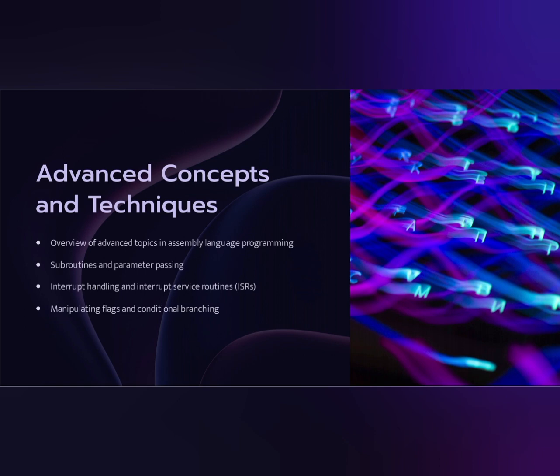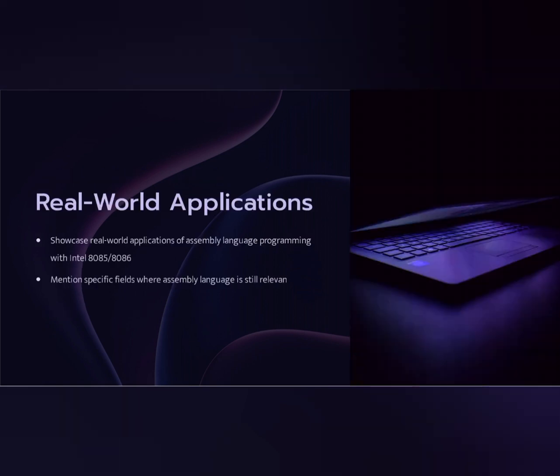Multi-threading and parallel programming: assembly language can be used to develop multi-threaded or parallel programs. Understanding synchronization mechanisms, atomic operations, and memory barriers enables efficient use of multiple cores and threads. These advanced concepts and techniques require a strong foundation in assembly language programming and a deep understanding of the target architecture. Learning through practice, experimentation, and studying advanced assembly programming resources will help you expand your skills, and definitely you will become proficient in these areas.